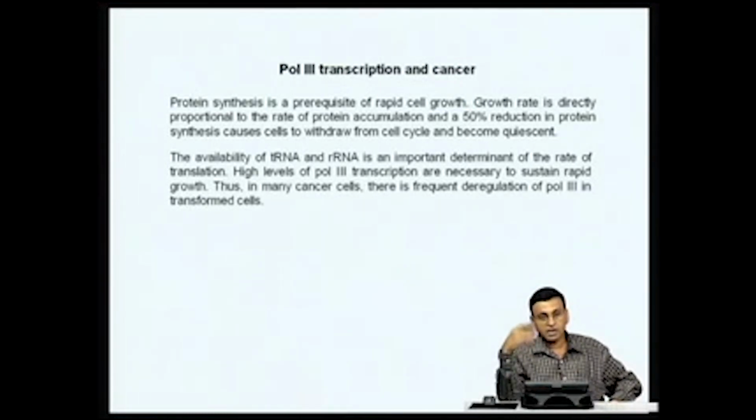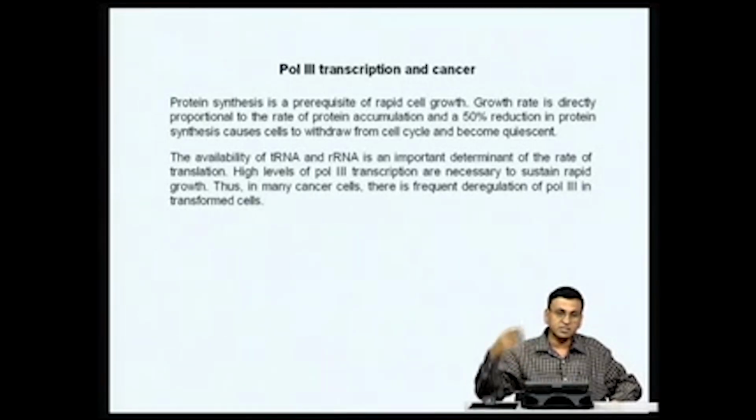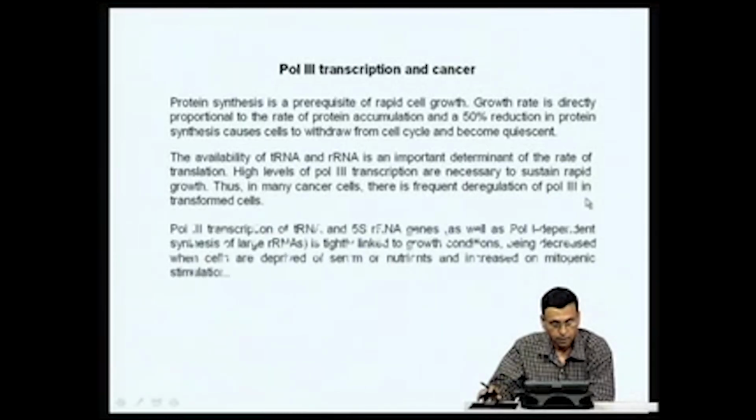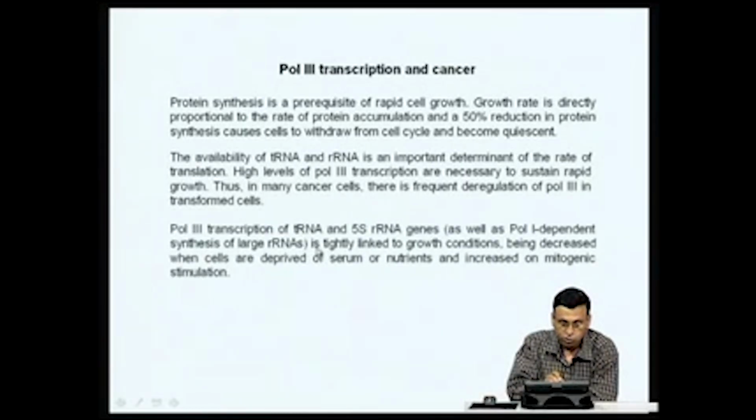So, if the cancer cells have to divide rapidly, protein synthesis has to take place in a very high amount, and therefore more ribosomes are required, more transfer RNA is required, and therefore in many of these cancer cells the Pol III transcription is upregulated. So, Pol III transcription of transfer RNA and 5S ribosomal RNA genes, as well as Pol I dependent synthesis of large ribosomal RNAs, this aspect we discussed in the last class, is very tightly linked to growth conditions.